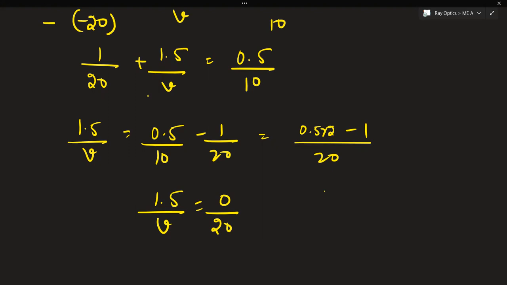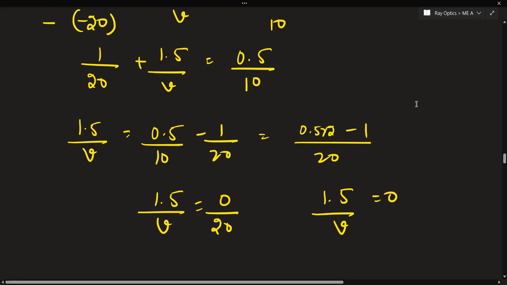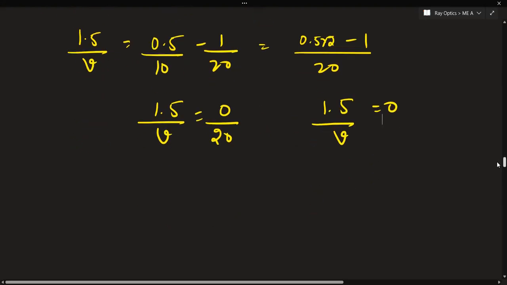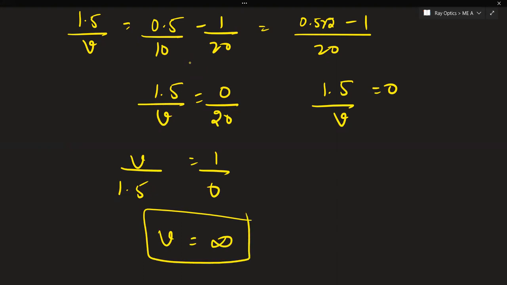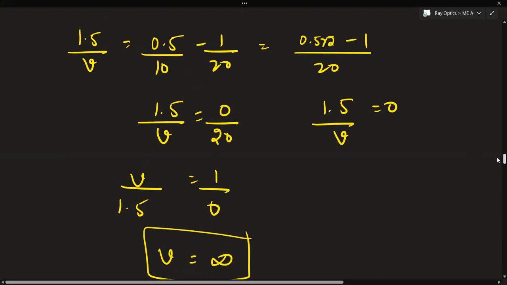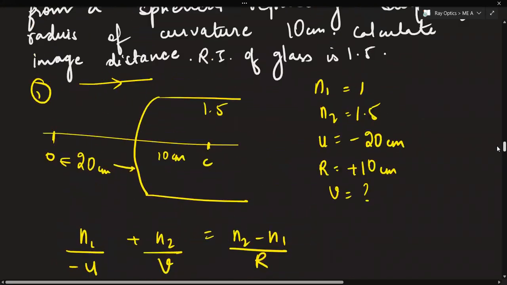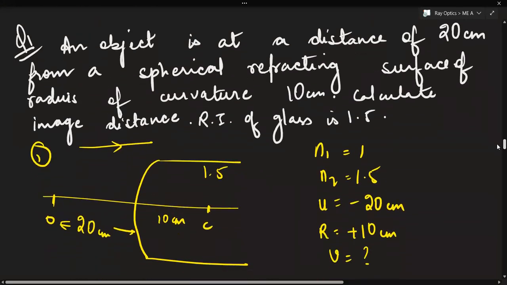Now, class, it means 1.5 by V is 0. So what will V be? Just take the reciprocal: V by 1.5 will be 1 by 0. It means your V is simply infinite. This is the answer to this question. Okay, note this down, then we'll start with a new topic.